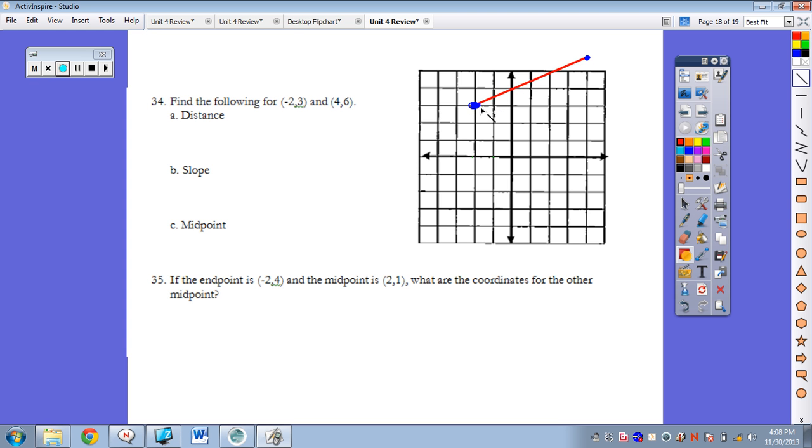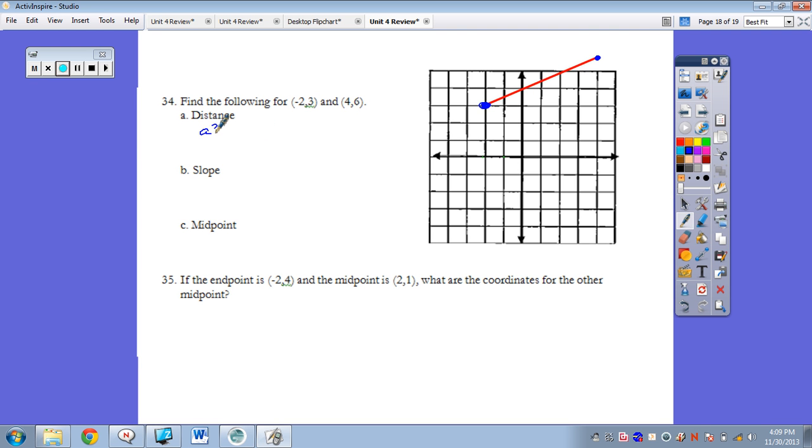Okay, so I'm finding the distance between that. In order to do distance, you're going to use the Pythagorean theorem, a squared plus b squared equals c squared. A is the distance it takes to go up, so vertical. So from here, I go 1, 2, 3, so it takes me 3 up. Okay, B is the distance it takes me to go horizontally. So 1, 2, 3, 4, 5.